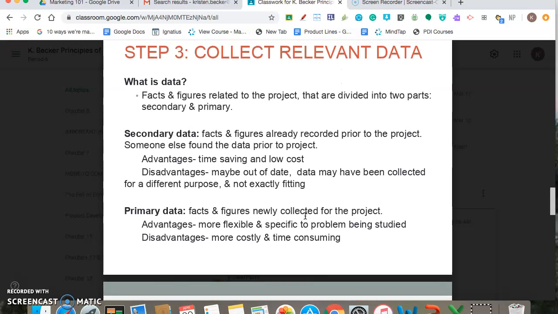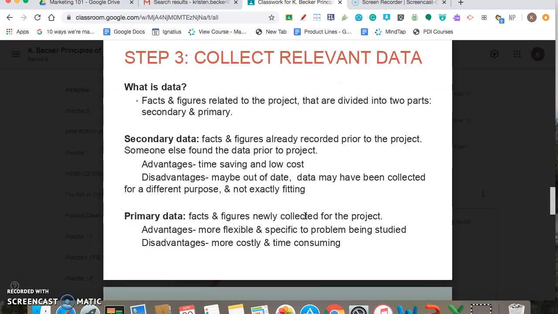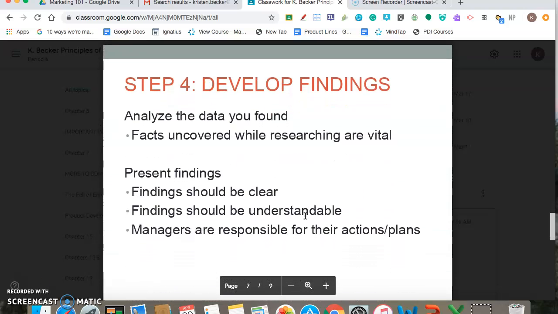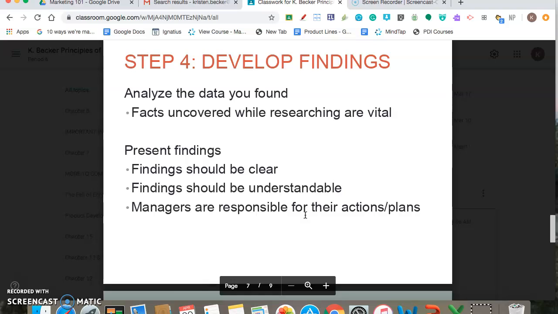Depending on what the issue is, what you're researching, it's going to depend on whether secondary data or primary data is the route to go, or if you do a combination of both. Okay, so once you start finding that data, now you need to develop the findings. You need to take the facts that you've found and you just start putting it down, right? You need to make sure that your findings are clear and understandable so that your team that you're working with can take the information and use it to make decisions.